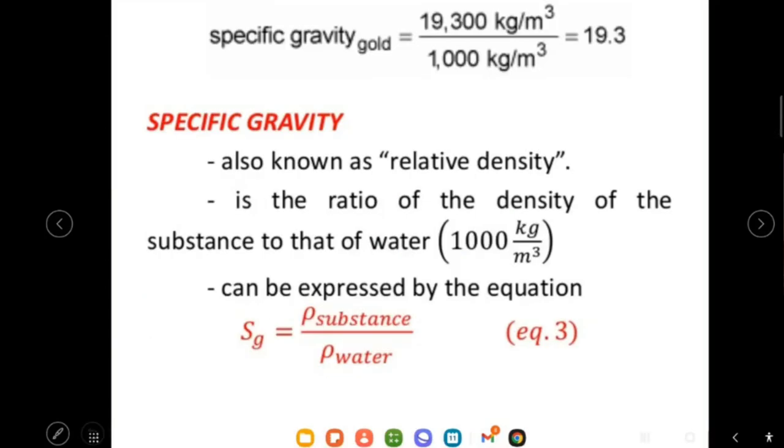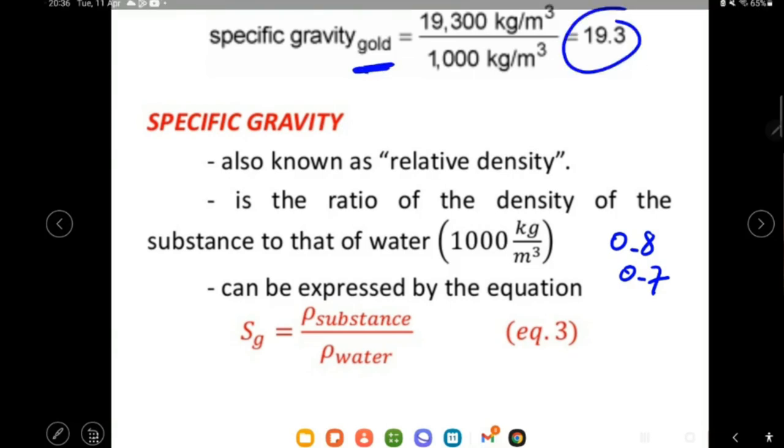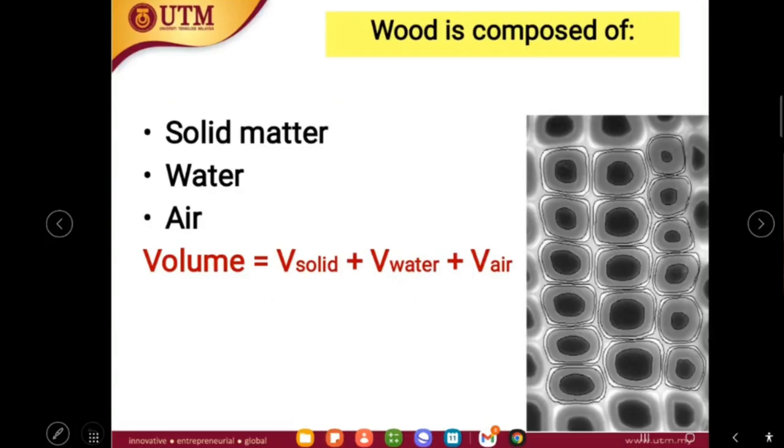Normally, just now we have already said that the specific gravity for wood is only about 0.8, 0.7, but if you look at gold, the specific gravity of gold is about 19.3, so you can compare how light timber actually is. Timber is actually quite light. Wood is composed of solid matter, which is basically the cell wall and so on. Inside the cell we have the water and we also have the air. So the total volume is the volume of all of these things.